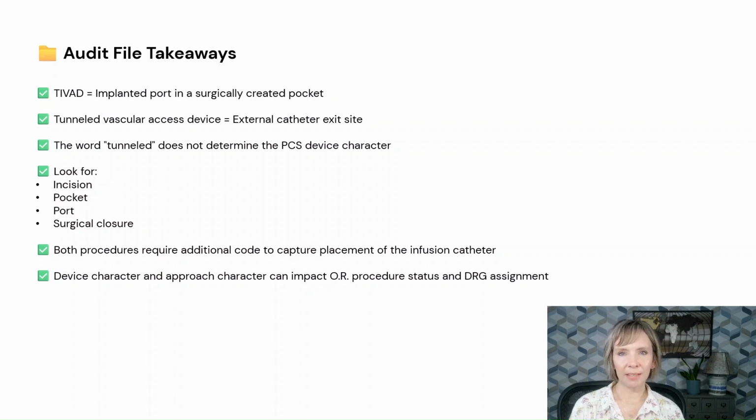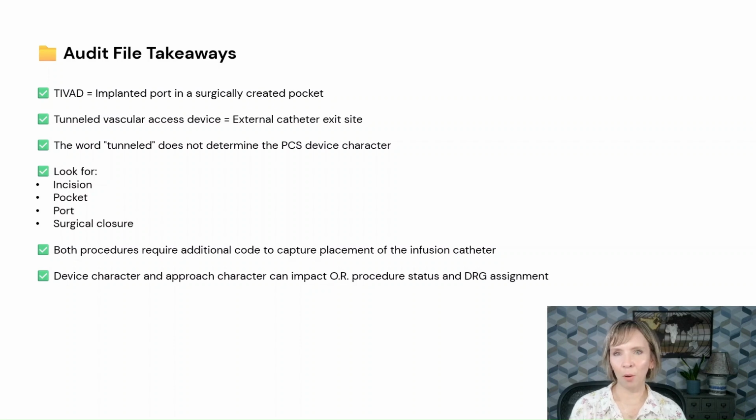One of the most common mistakes is assuming that any documentation describing tunneling of the catheter automatically means a tunneled vascular access device was placed. As we saw in the op report example, that's not necessarily the case. Instead, focus on the documentation clues that identify whether the procedure involved a TIVAD versus a tunneled line. Look for documentation of an incision, creation of a pocket, placement of a port, and surgical closure of that incision. These details support a totally implantable vascular access device with an open approach for insertion of the vascular access device.